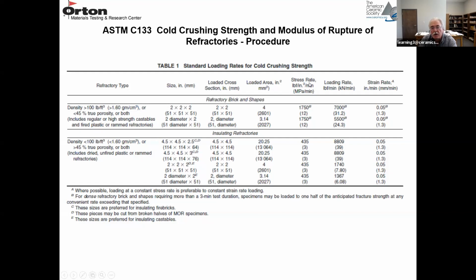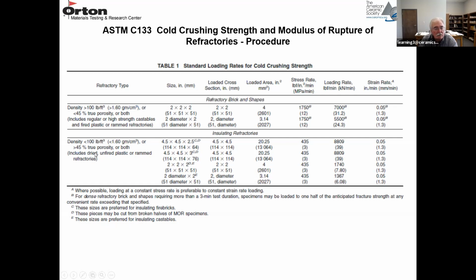If you're doing a stressing rate, this test calls for 1,750 pounds per inch squared per minute, so PSI per minute, which gives a loading rate of about 7,000 pounds per minute or 5,500 pounds per minute. If you're doing a screw-driven machine where you're loading according to displacement, the strain rate in this case would be inches per minute, 0.05 or 0.05.